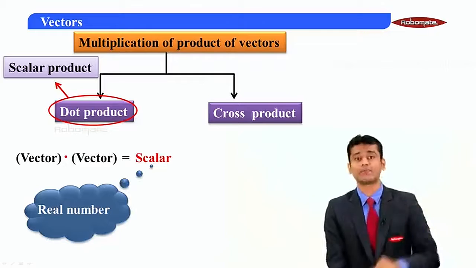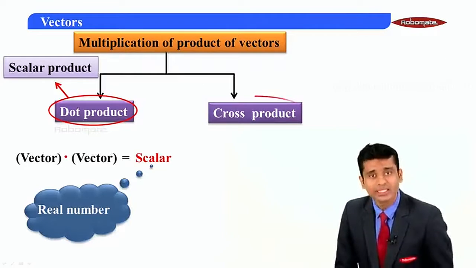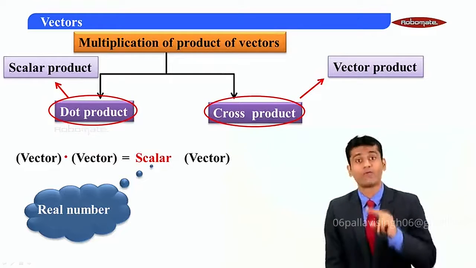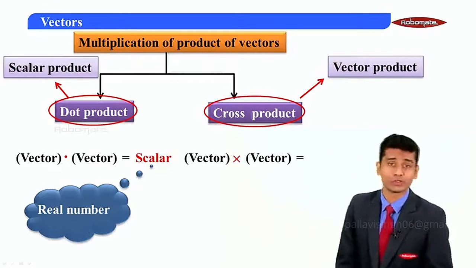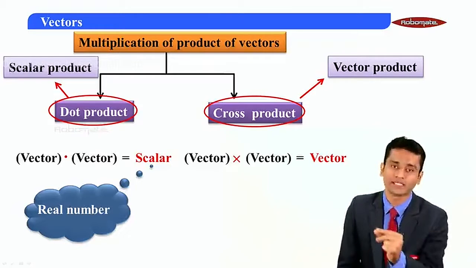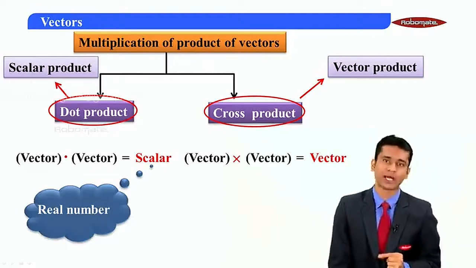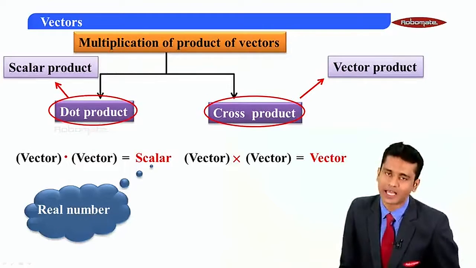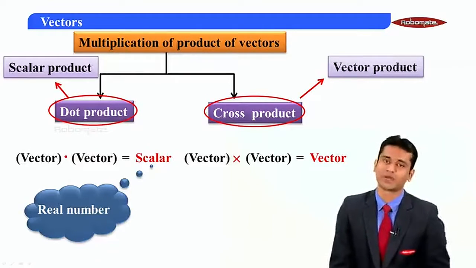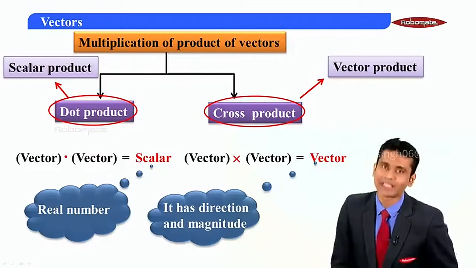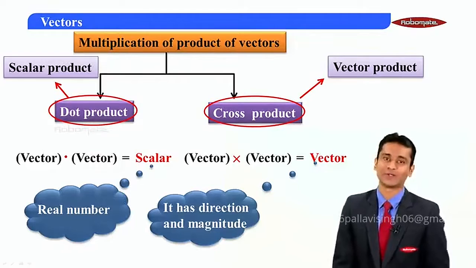Now, the other type of multiplication is cross product. Cross product is also called vector product. Here, vector cross vector gives you vector. The multiplication symbol is denoted by cross. That's why the name is cross product, and the resultant I get is a vector. That's why the name is vector product. Yes, in my resultant I will have magnitude and also direction.